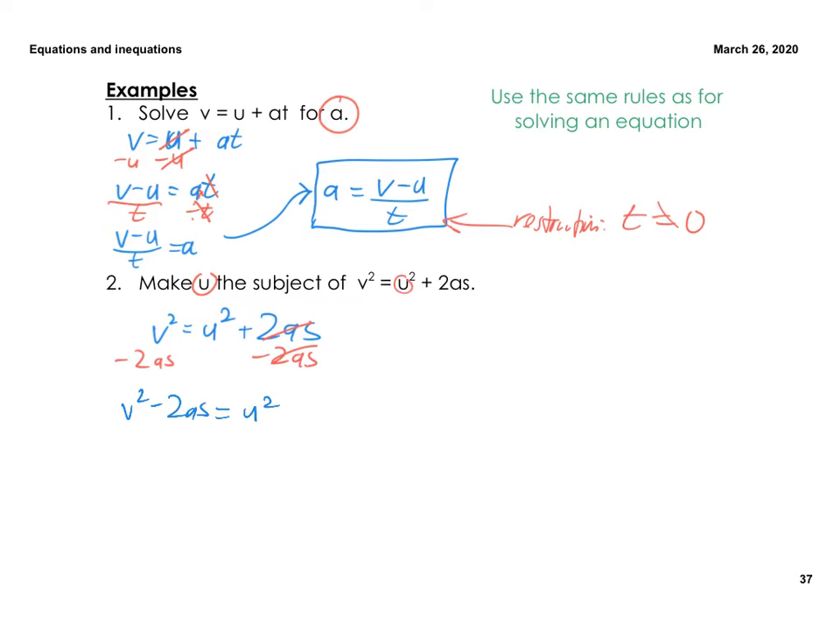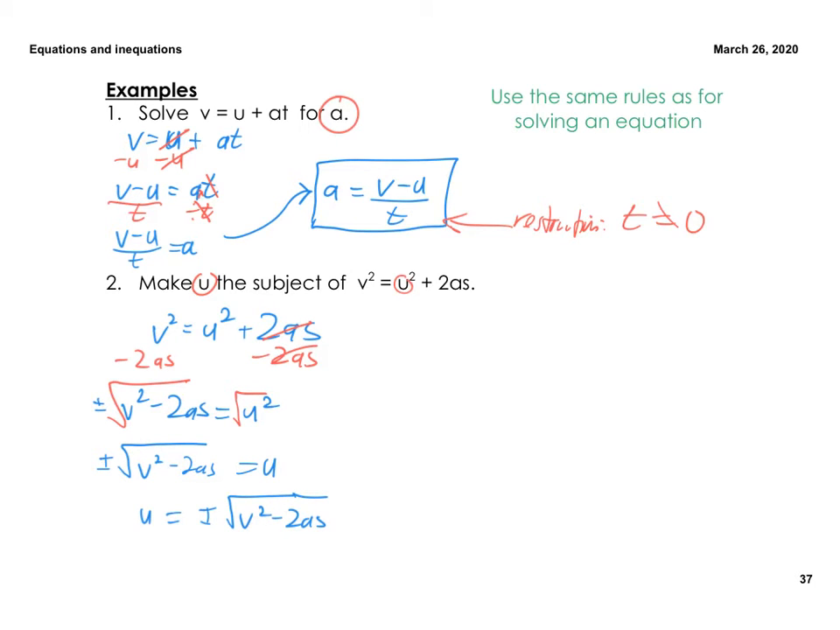Now we'll just square root both sides. But of course there's plus and minus as well. So plus minus square root of v squared minus 2as equals u. But it looks nicer if it's on the other side. So u equals plus minus the square root of v squared minus 2as.